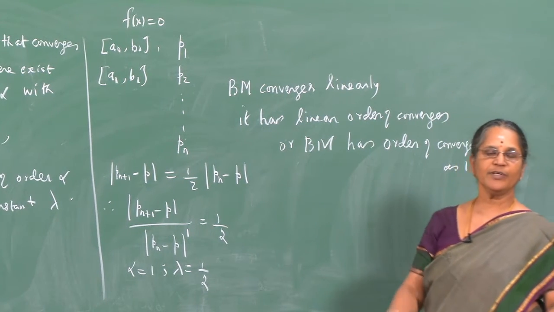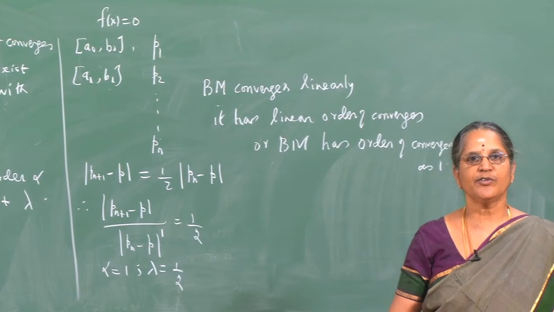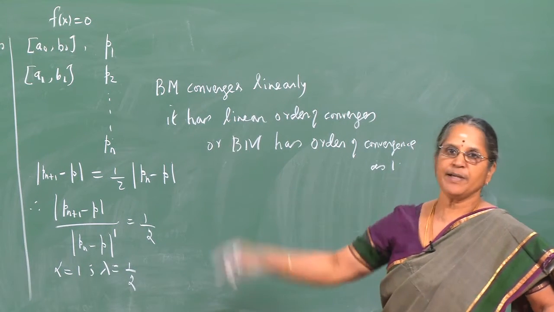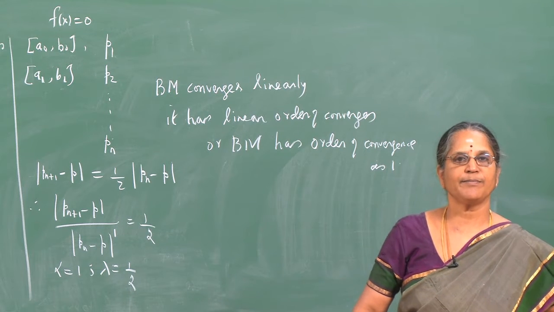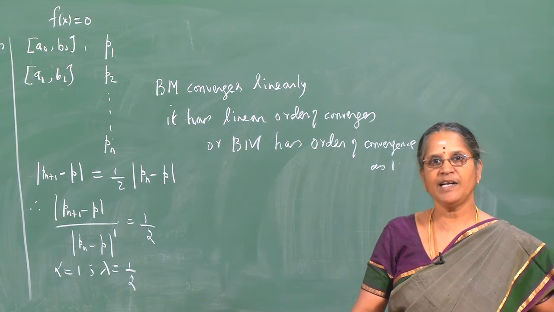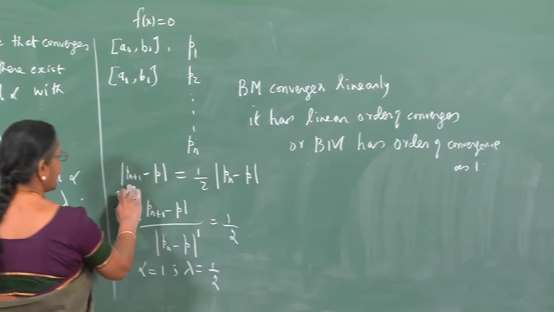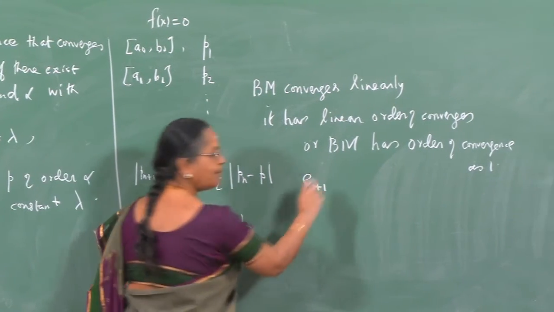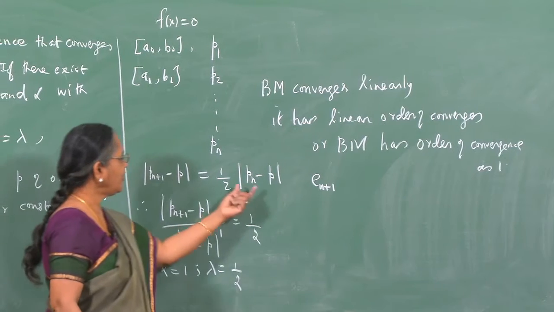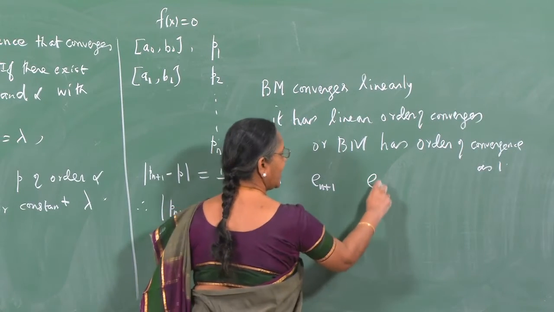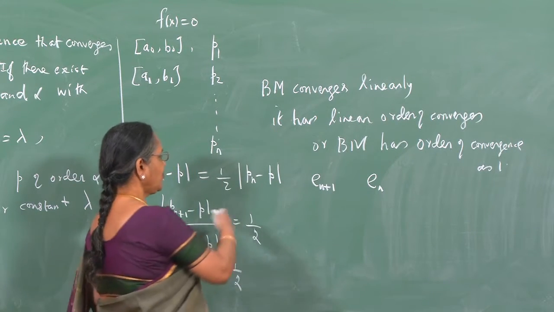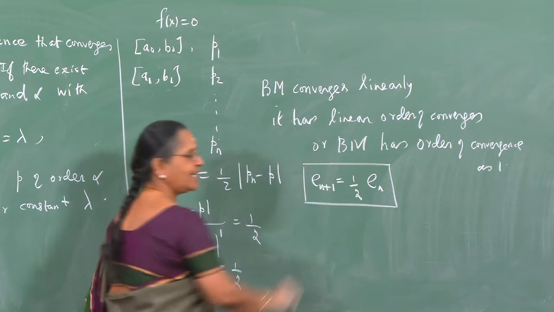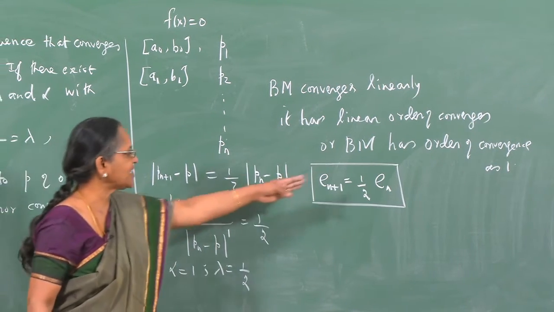So, our interest now is to see what happens to the order of convergence of Newton-Raphson method. We already have seen by means of some examples that Newton-Raphson method converges rapidly, and here we observe that modulus of Pn plus 1 minus P is the error at the n plus 1th step, and modulus of Pn minus P is the error at the nth step. So, we have shown that the error at the nth step is related to the error at the n plus 1th step by means of this.